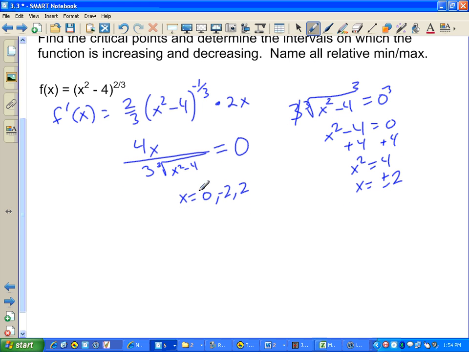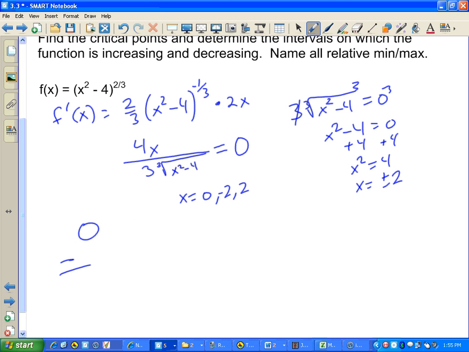I'm just going to plug in points that are around them to determine if each one is a min or a max. So we'll start with 0. If I put in a point that's just left of x equals 0, so like negative 1, the top is going to be negative. Okay, it really doesn't matter what it is, because all I'm looking for is positive or negative. Because if my slope, this is my slope function, if I put a value in and it turns out to be negative, that tells me that my function is decreasing on that side. If it's positive, it's increasing on that side.